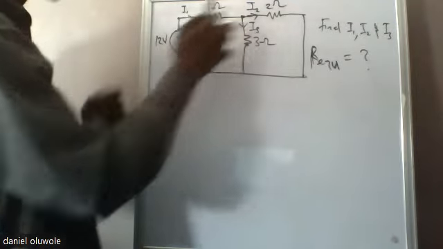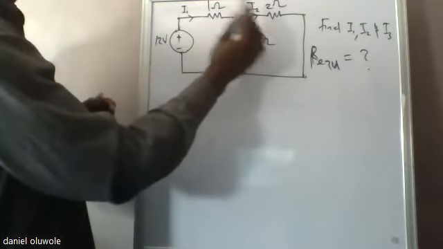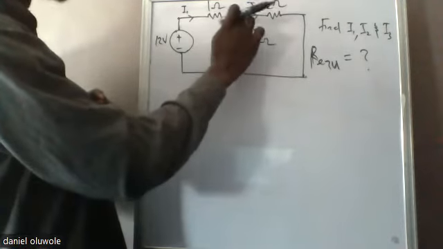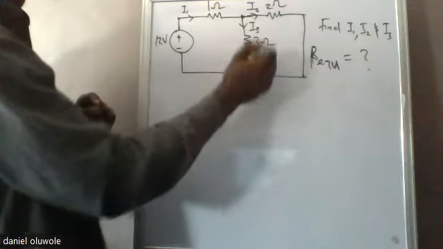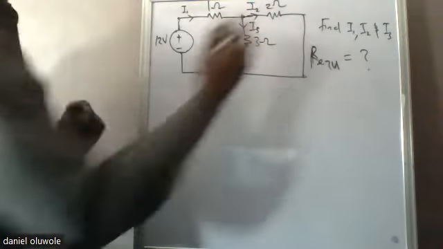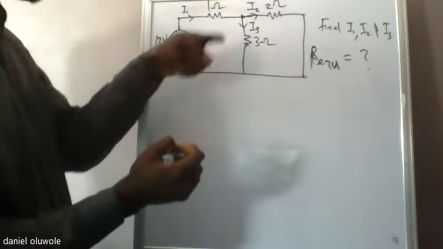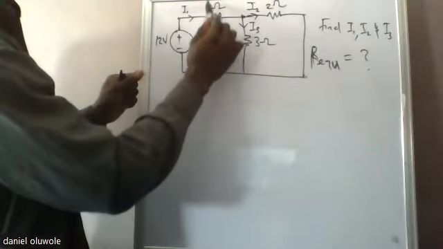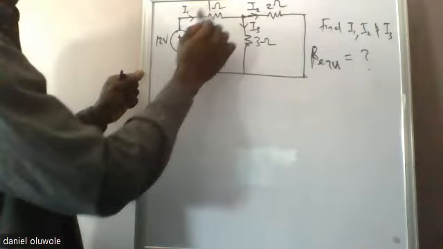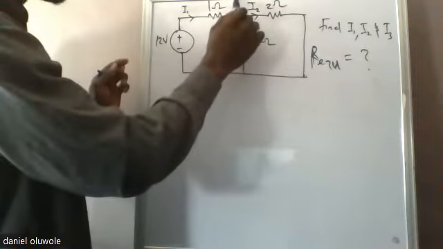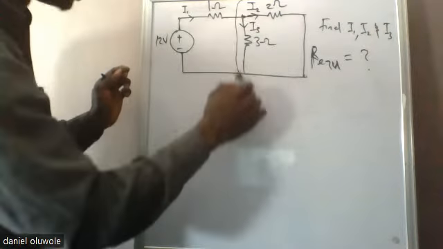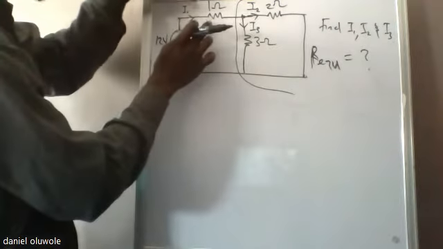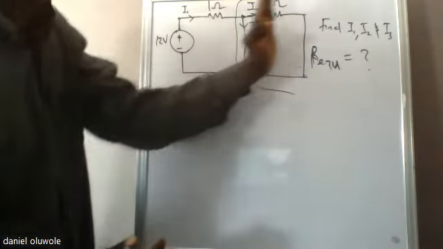Now at this node, there is a splitting. Whatever the value of current that's flowing through 1 ohm splits at this node. Part of it flows into I3, the other part flows into I1. So at this point, you will see that the 1 ohm resistor is in series with whatever happens at this point. This 1 ohm resistor is in series with everything else here.